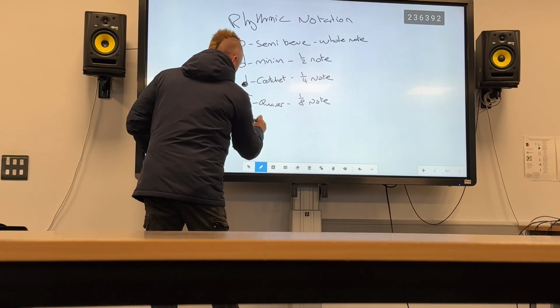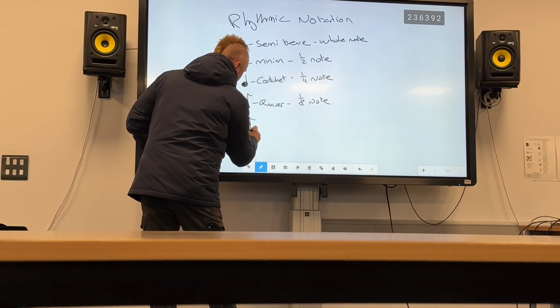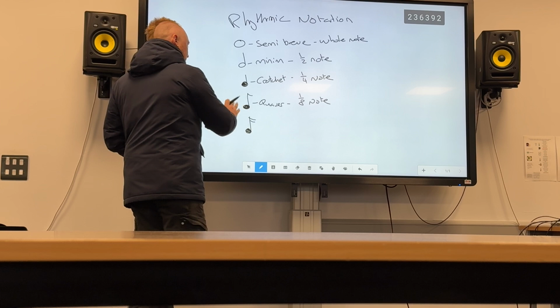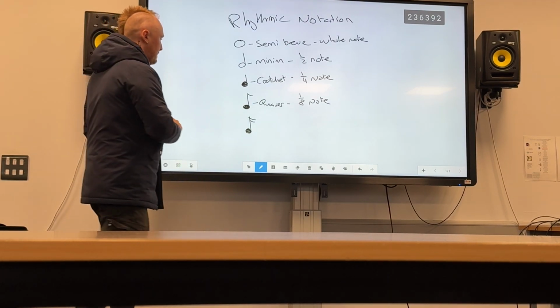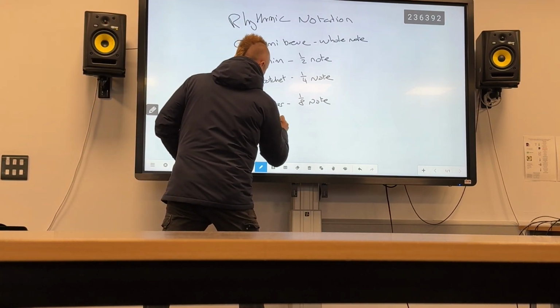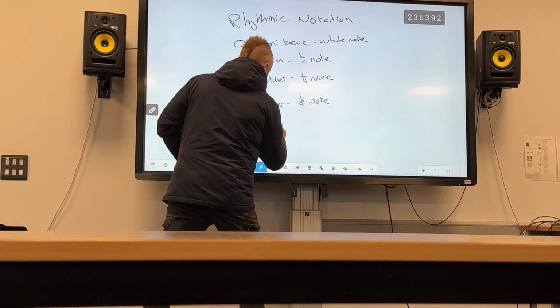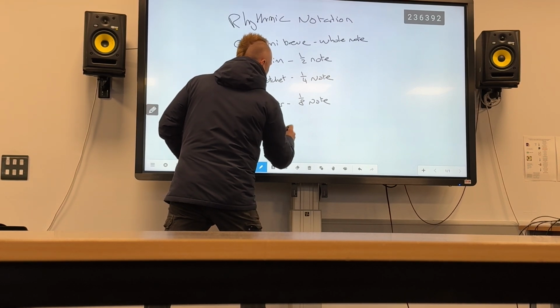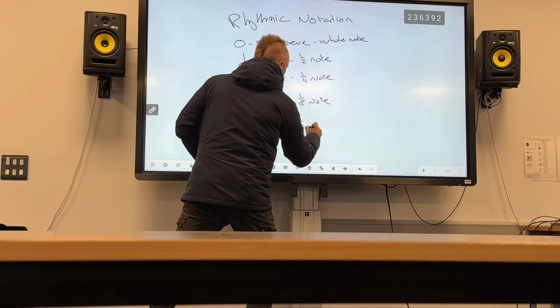And then last but not least, we have a semiquaver. A semiquaver is coloured in, has a stem, but it has 2 tails. So semiquaver, semi just means half, so half a quaver. And we also call it a 16th note.